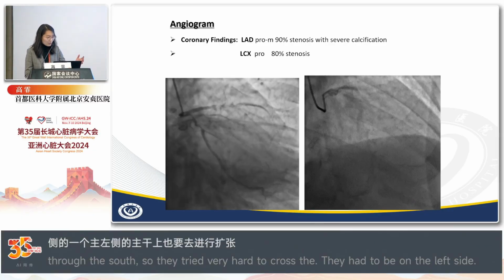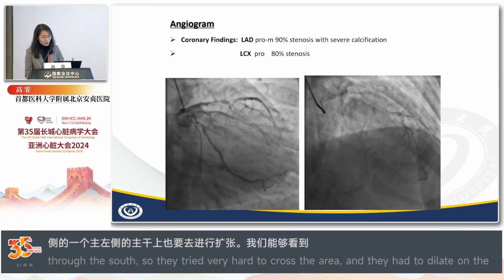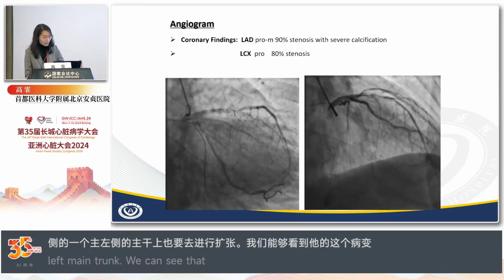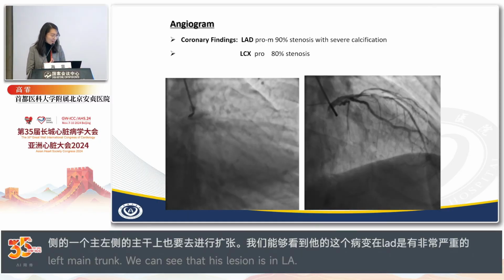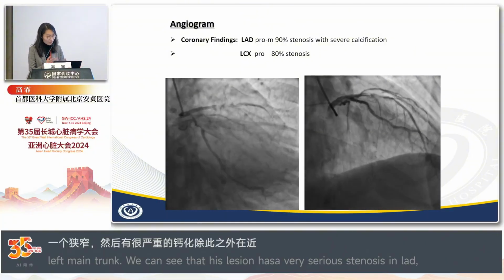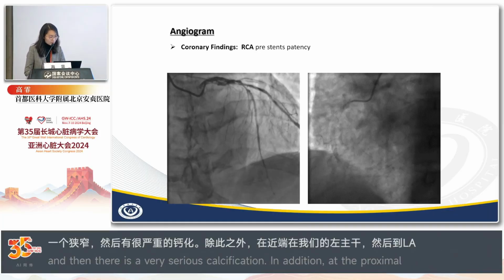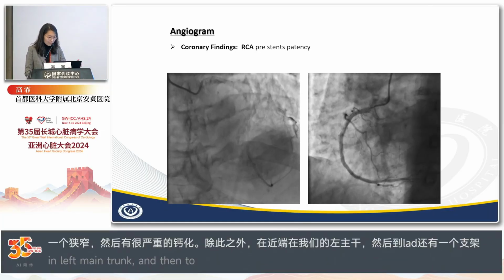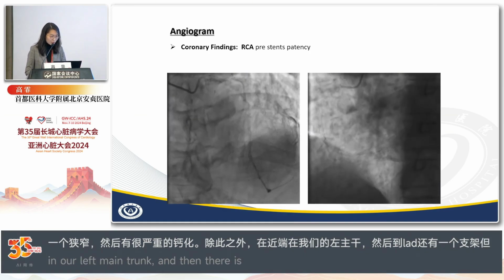So we can see the lesion of the LAD was very tight and diffuse with severe calcification, and the patient also had a stent at the proximal part from left main to LAD, and that increased the difficulty of the procedure. But luckily, the right coronary artery is fine, so it provides good collateral flow.